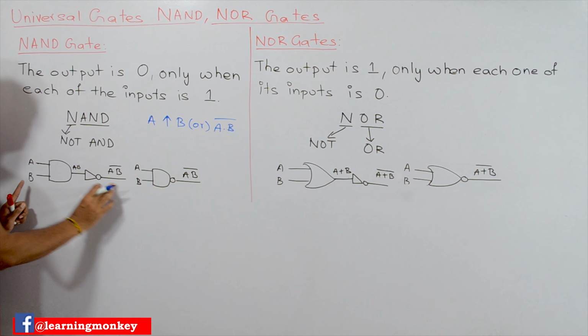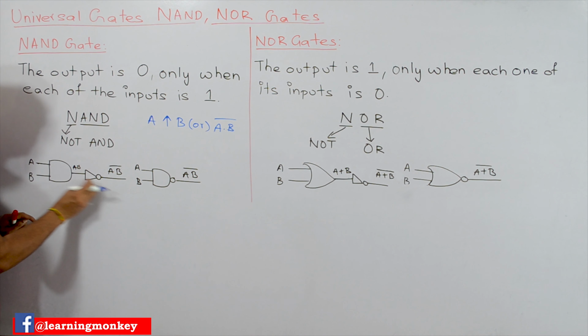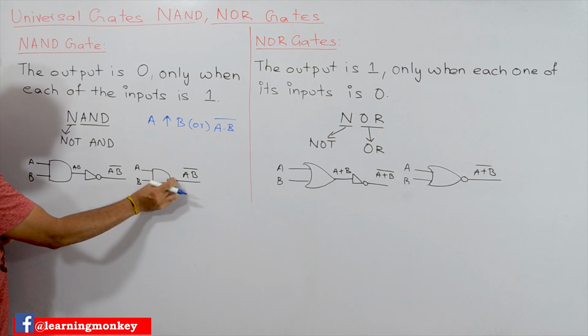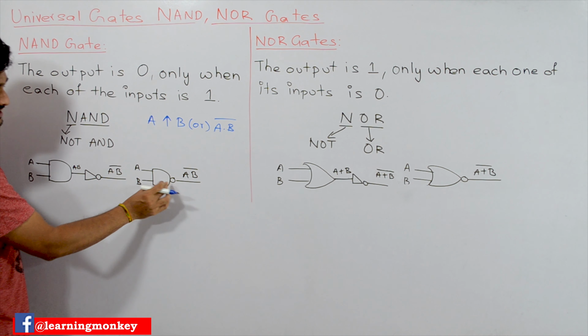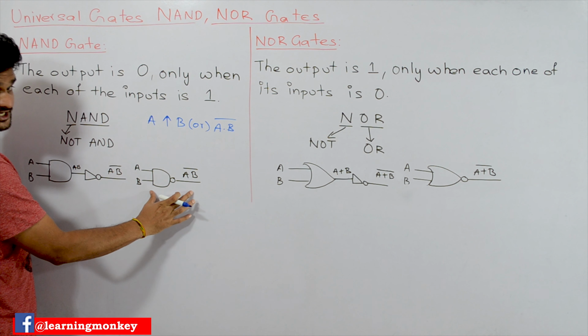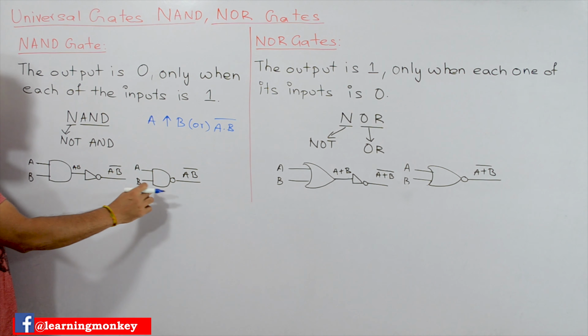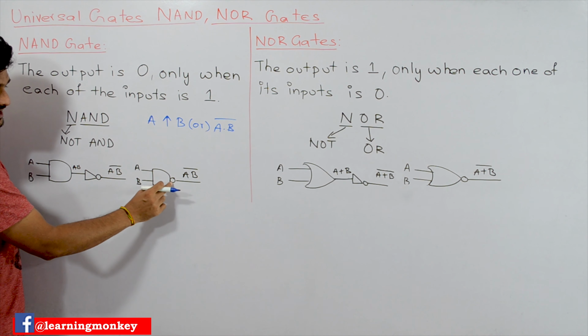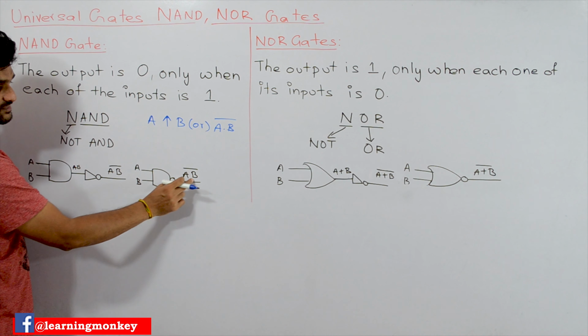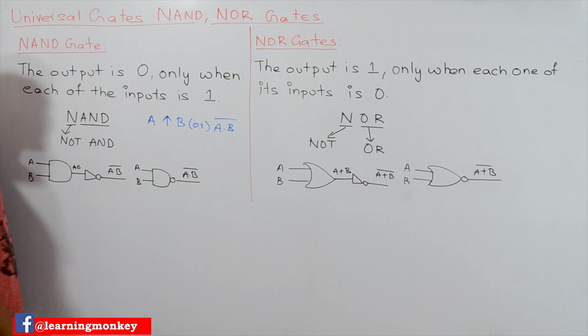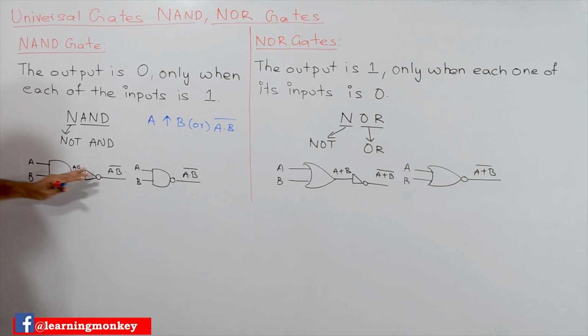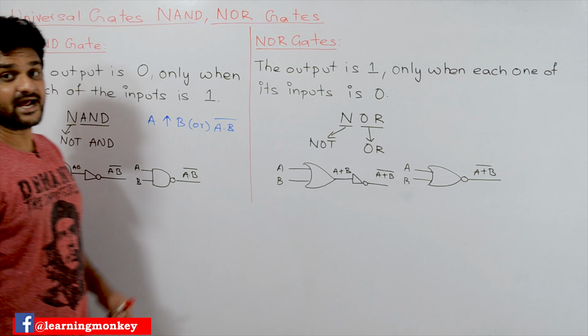In short, this complement symbol can be represented as a circle here, and in short it can be represented in this way. This is also the representation of NAND gate. AND gate and complement becomes A dot B bar. So this is the logic behind the NAND gate.